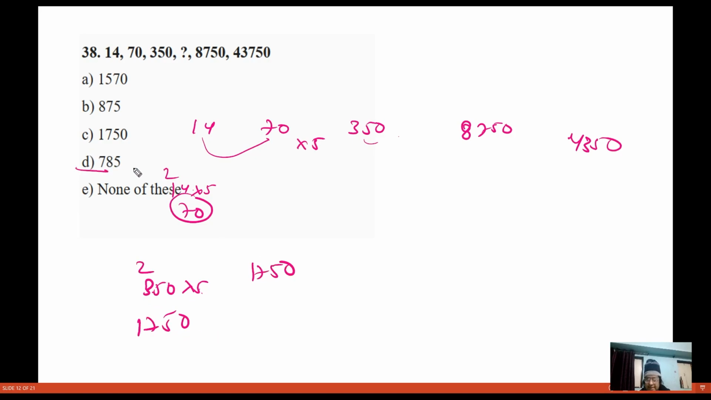1750. Okay, there is answer 1750, but let us just check for this one. So this is 0. This is 7, 5 5s are 25, 2 to carry over. This 7 5s are 35 plus 2 is 37, and this is 875. This is very simple. Okay, let's move forward rapidly.